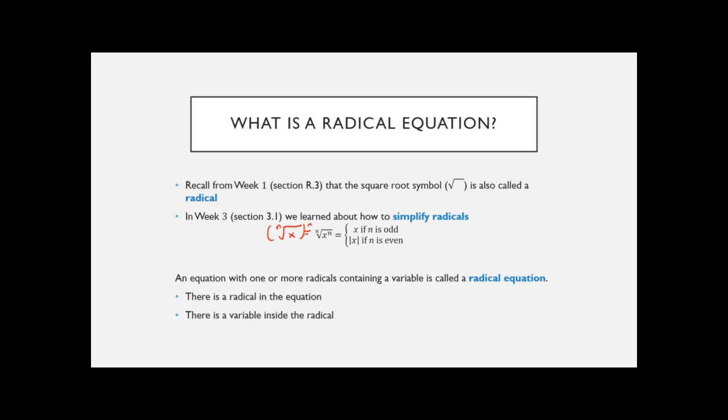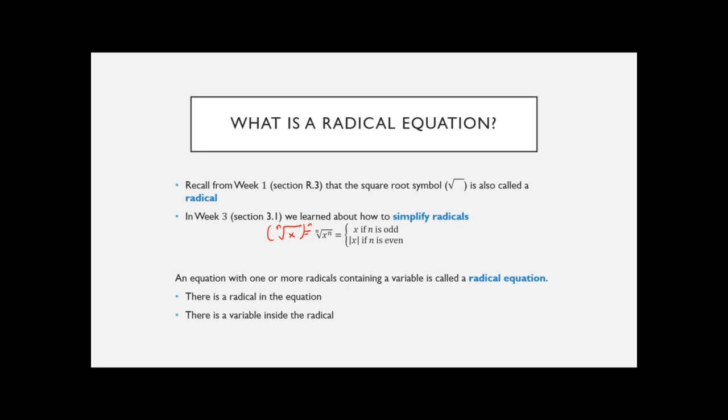And that is because a radical can be written as an exponent, so you're basically multiplying exponents here. So you can change the order of multiplication. That's the commutative property of algebra. If we have an equation with a radical with a variable inside it, it's called a radical equation. You have to at least have a radical, and you need to have a variable inside it. That's what makes it a radical equation.